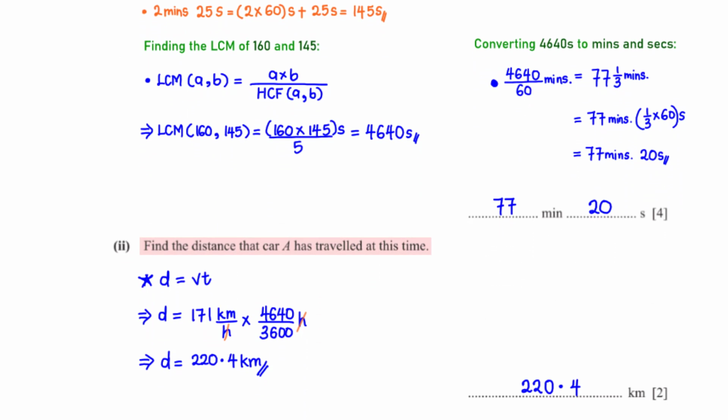Find the distance that car A has traveled at this time. Distance equals speed times time. The speed at which car A travels is 171 kilometers per hour. The time duration is 4,640 seconds. We divide this by 3,600 to convert it to hours. When we type this into the calculator, we get 220.4 kilometers.